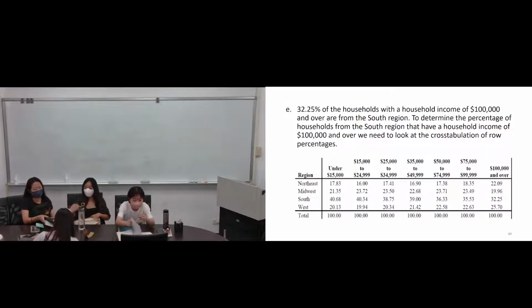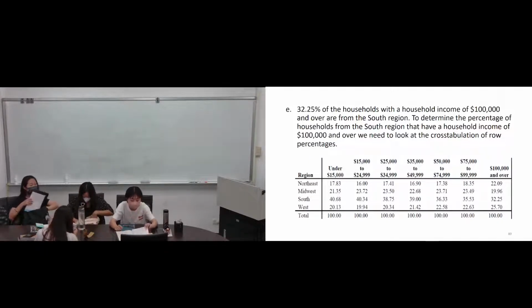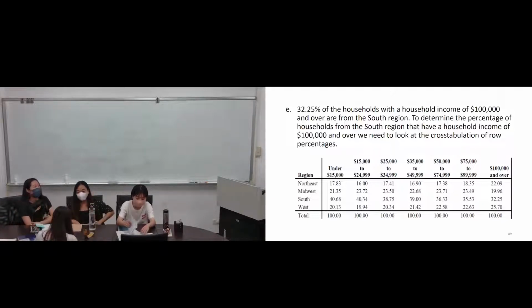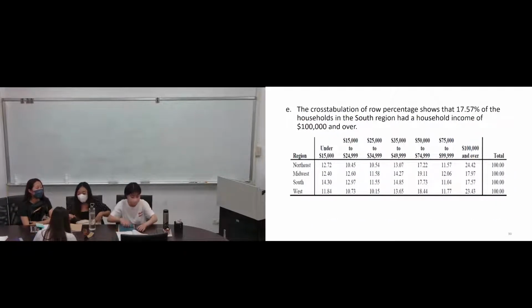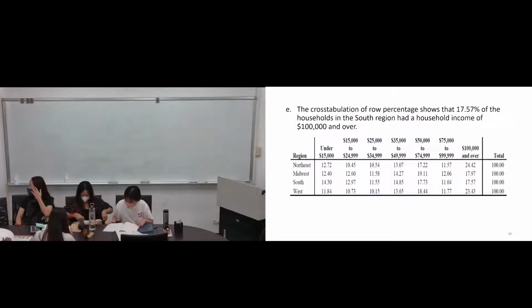So first we convert the original table into row percentages, and then we can find the South region whose income is over $100,000. The other question of question E asks the percentage of the households in the South region.